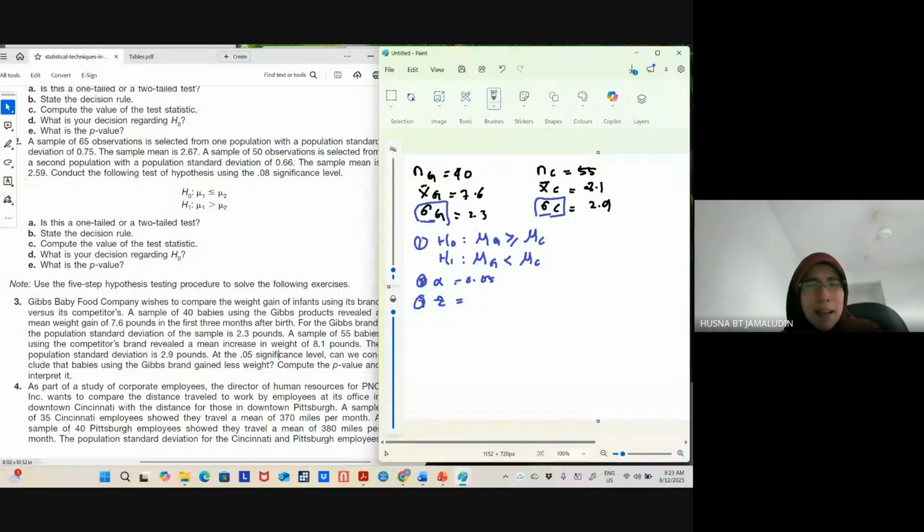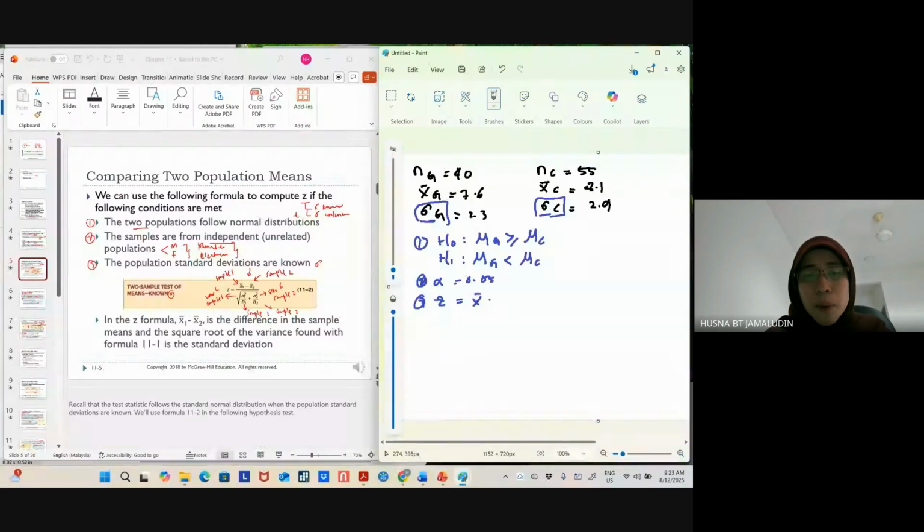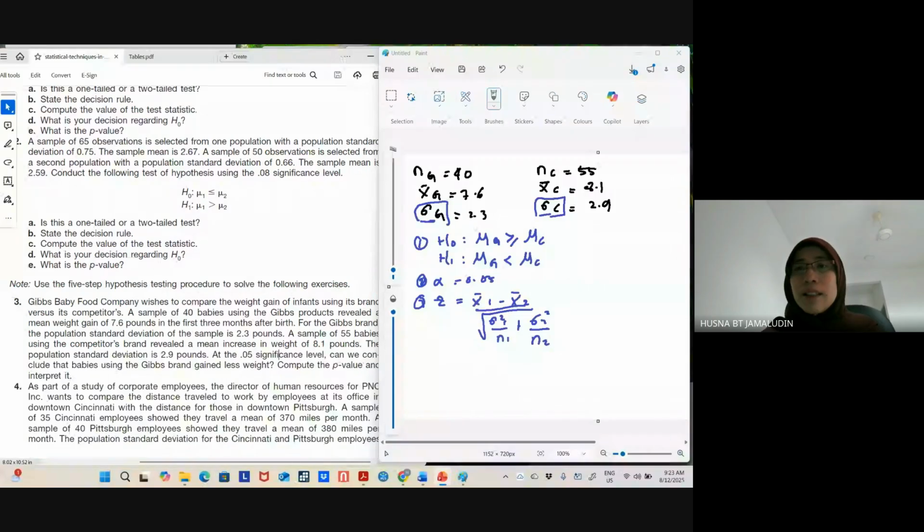So by looking at the sigma, you have to compute the z value. Well, I forgot what the formula for your z is. Can we refer to your z formula? Or the formula will be a lot. Let's just write it here. Z is x bar 1 minus x bar 2 over square root of sigma squared 1 over n1 plus sigma squared 2 over n2.